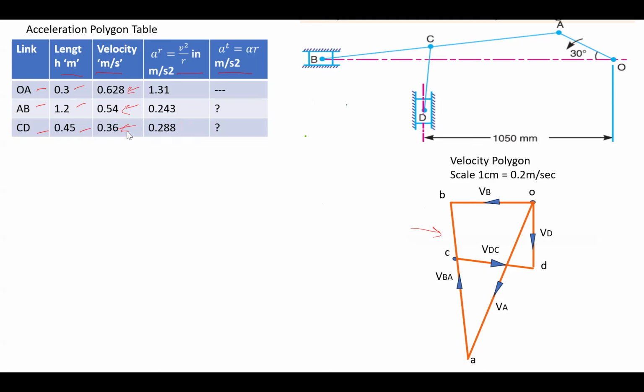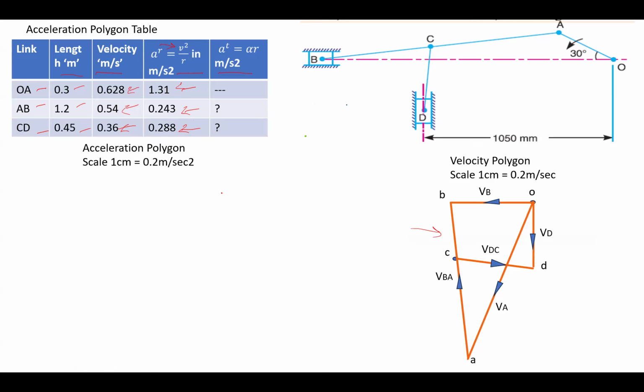Now the radial component of acceleration of all links is given by the velocity squared divided by the length of that link in meters. So the radial components of all the links are calculated here. Now, knowing the acceleration magnitudes of the different links, we select a scale. We have selected the scale 1 centimeter equal to 0.2 meter per second square.